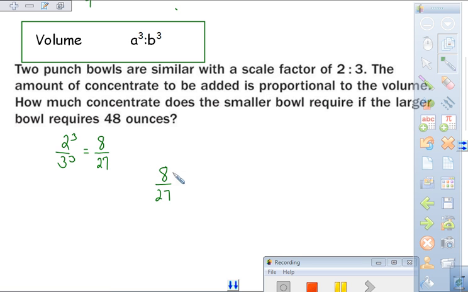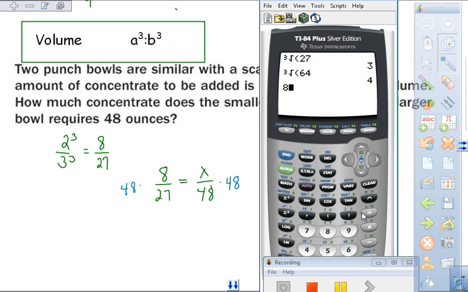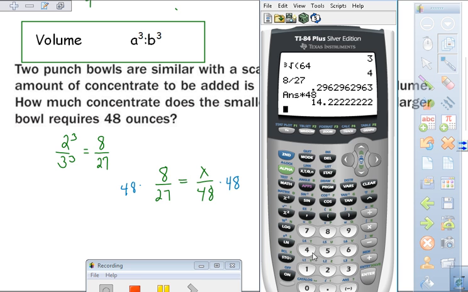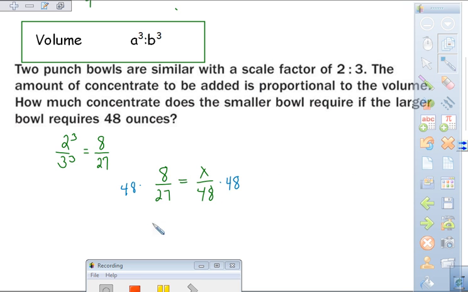That is the ratio of the volumes. 8 would be the ratio for the smaller bowl, 27 for the larger, so the 48 is the larger. So I'm going to set that in my denominator. And I need to find the amount for the smaller, excuse me. So to get rid of the 48, we're going to multiply, because that's the opposite of divide by 48. And I get about 14.2 ounces.